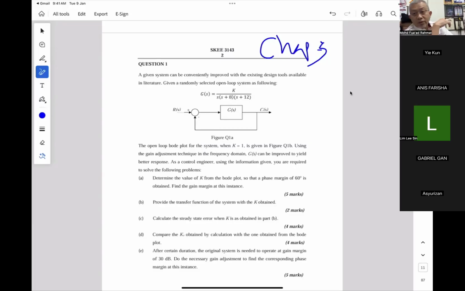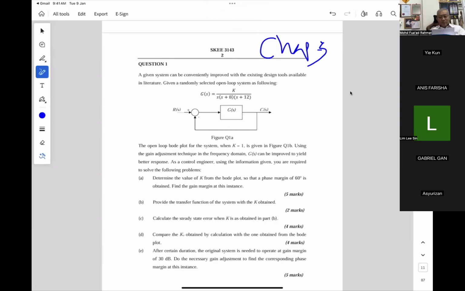So, Anis Farisha, can you read for me question 1? Boleh, Doktor. English. Question 1. A given system, boleh dengar kan?